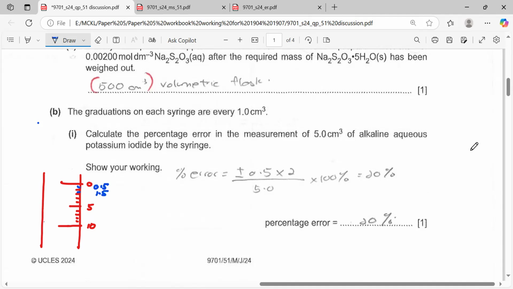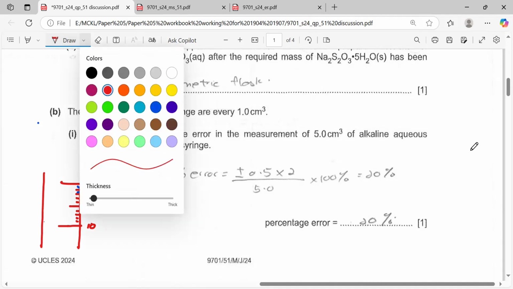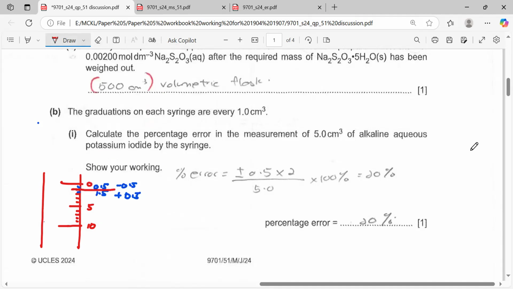Okay, so the error made is plus minus 0.5, which is, this is a negative 0.5 error, and this is a positive 0.5 error from your 1. Because the first line here, the red one, is actually 1.0. So you either read it as 0.5 or you read it as 1.5. So the error made is plus minus 0.5. And because when you took the initial and final reading of the syringe, you made the error 2 times, therefore the error will be 20%.